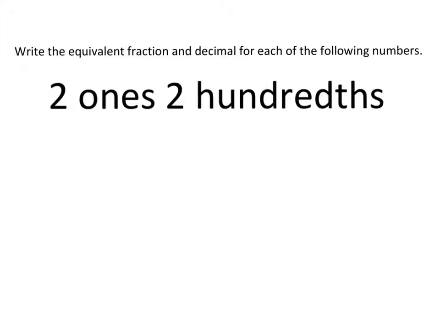Write the equivalent fraction and decimal for each of the following numbers. So we've got this unit form here of 2 ones and 2 hundredths. So this looks like right here, 2 ones represents 2 wholes, and then 2 hundredths. It looks like by looking at this, we do not have any tenths. So let's set it up. We've got 2 wholes, and 2 is in the numerator, and it says hundredths, so we know the denominator is going to have 100.